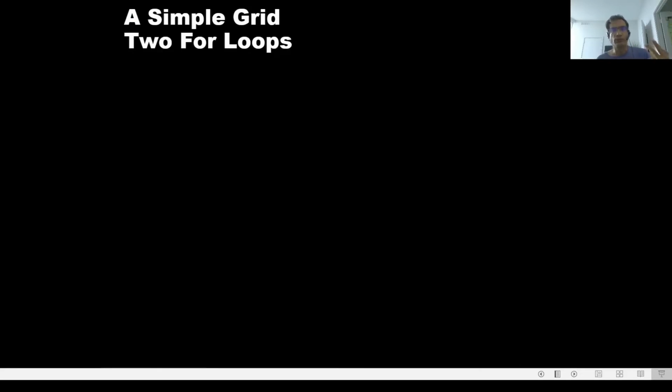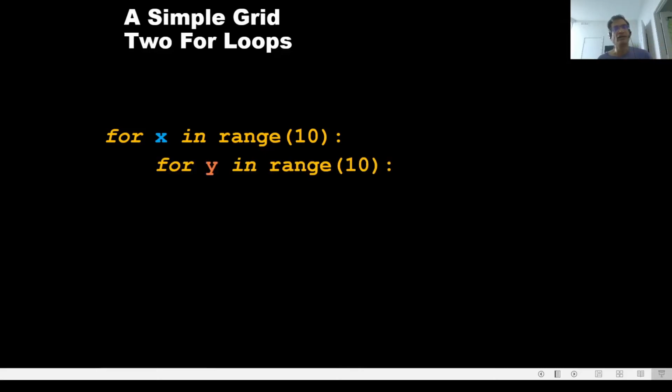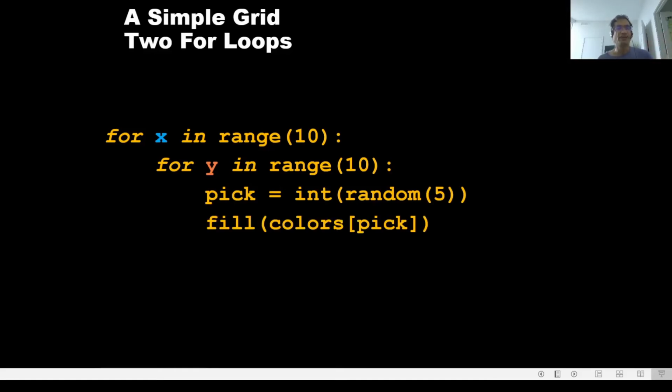Instead of one for loop, we're going to be using two loops. Okay. So first we say for x in range 10. So x can take on values 0 to 9. For y in range 10, it will also go from 0 to 9. And then I'm going to pick a random color from my color list. And then I will pick the fill color based on this. So I'm just changing the color of whatever I'm going to do. And then I'm going to create.